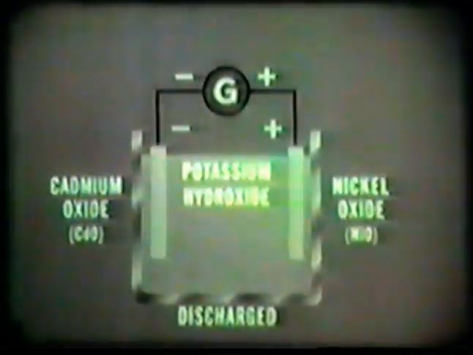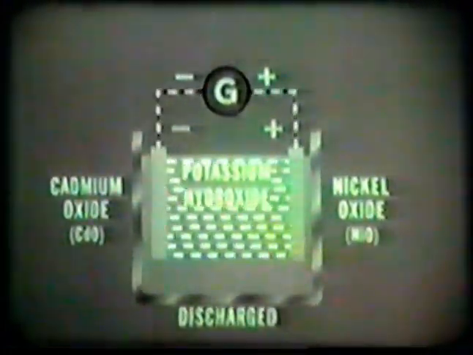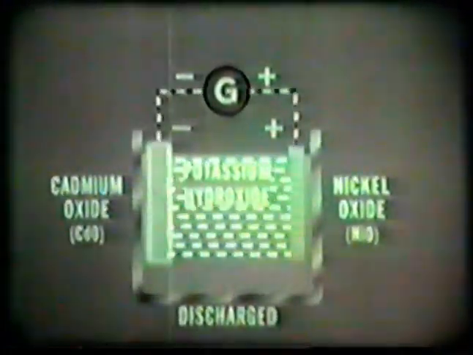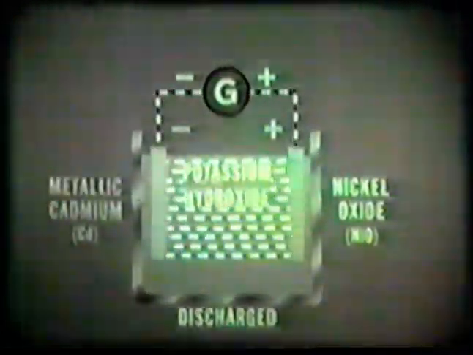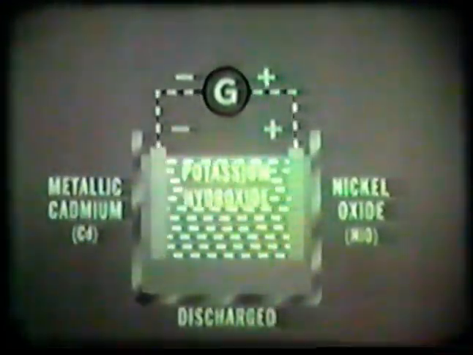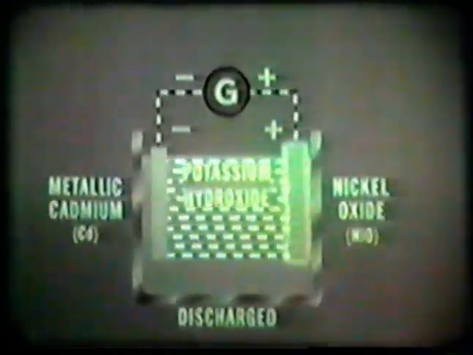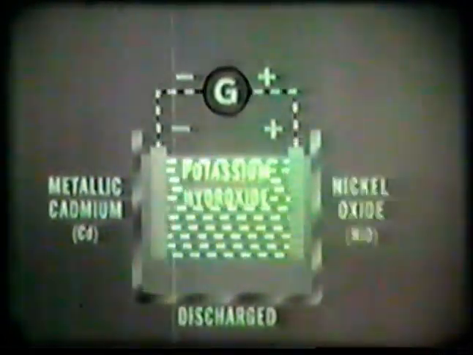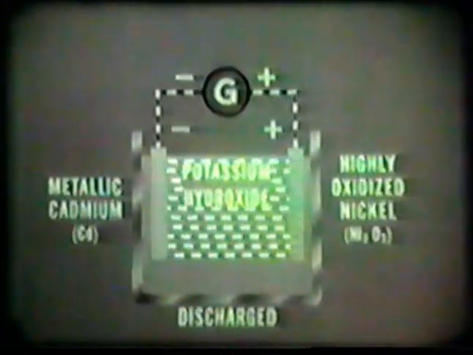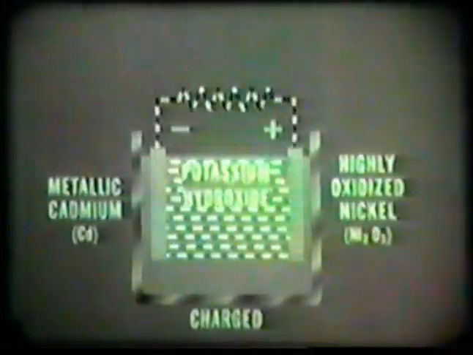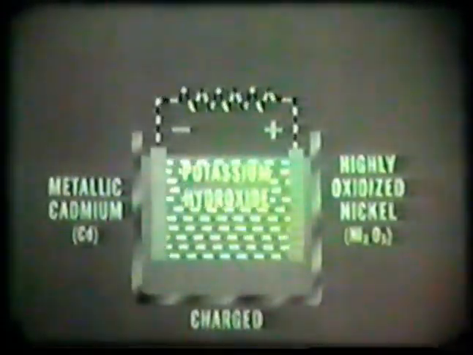When a charging current is applied to the battery, the negative plate loses oxygen and is chemically transformed into metallic cadmium. At the same time, the positive plate gains oxygen and is converted to a highly oxidized form of nickel. The practical result of this chemical conversion is that the negative plate now has an abundance of electrons which provide electron pressure when a load is attached to the terminals.